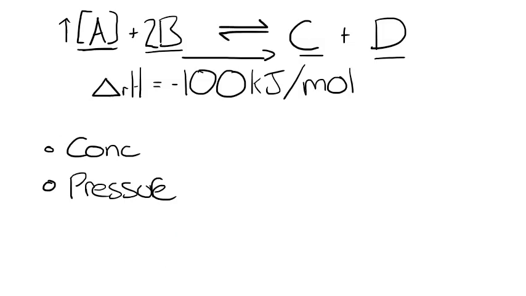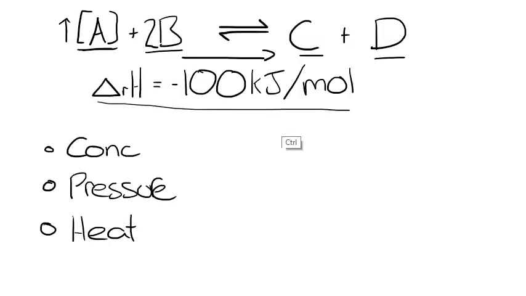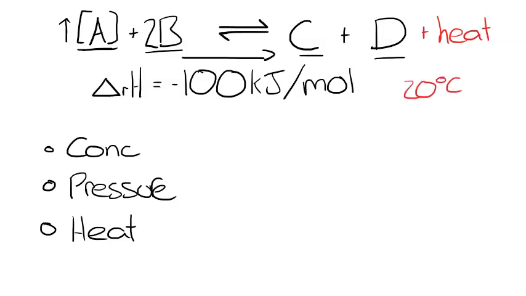And then the final thing that we can learn how to change will be heat. We've seen that this reaction will release 100 kilojoules of energy when we go in the forward direction per mole of the reactants used. So we can actually rewrite this reaction as being plus heat. And if we increase the heat of the system, so if this was occurring at 20 degrees Celsius and we increase that to like 30 degrees Celsius, then we're effectively adding 10 degrees of heat.